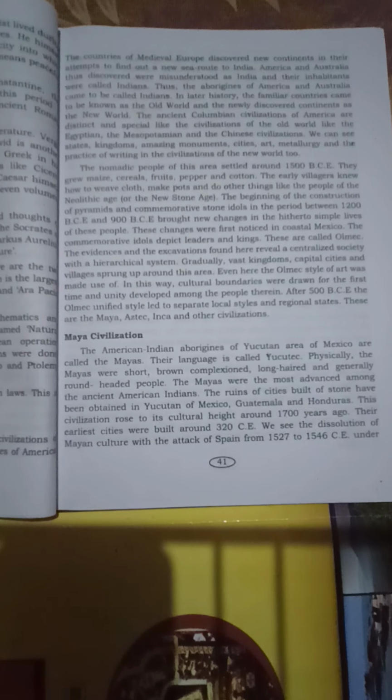The countries of medieval Europe discovered new continents in their attempts to find out a new sea route to India. America and Australia, thus discovered, were misunderstood as India and their inhabitants were called Indians. Thus, Aborigines of America and Australia came to be called as Indians. And in later history, the familiar countries came to be known as the Old World and the newly discovered continents are known as New World.